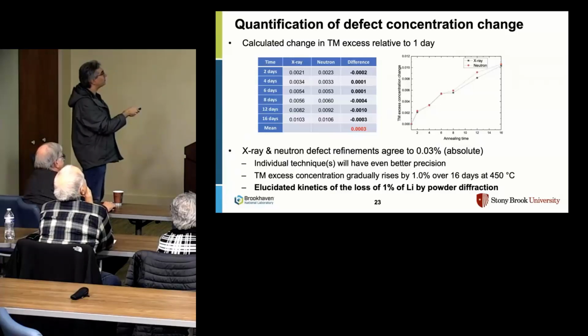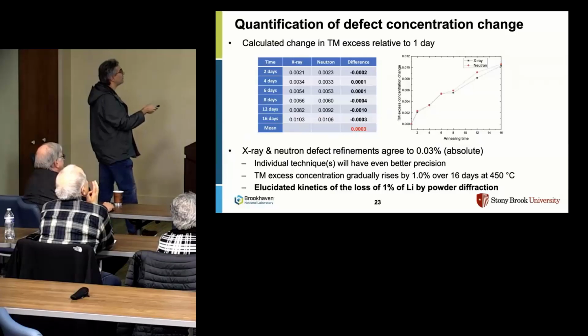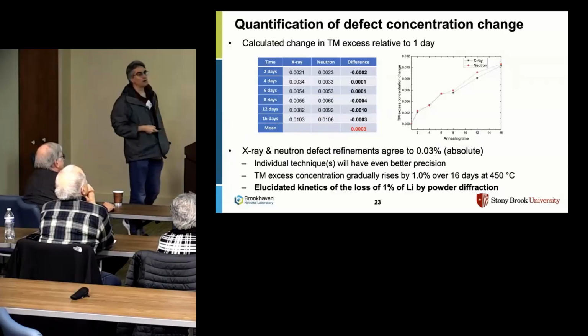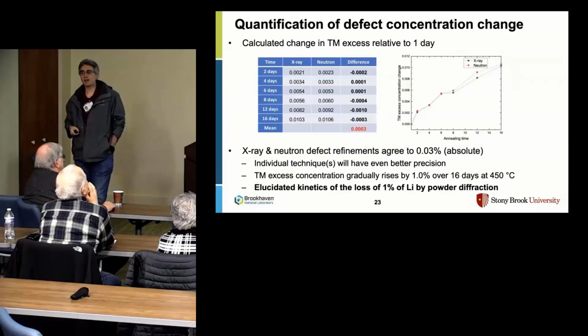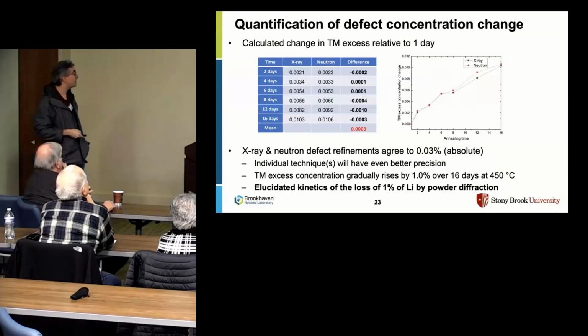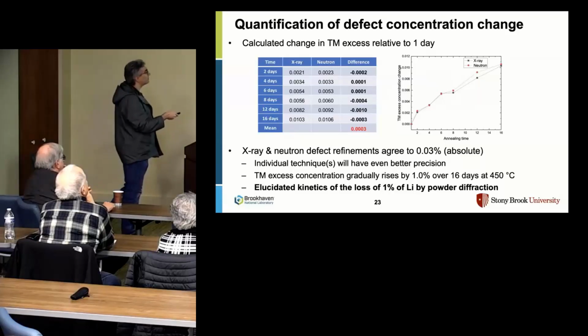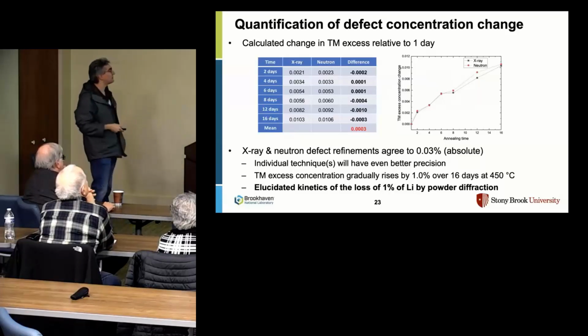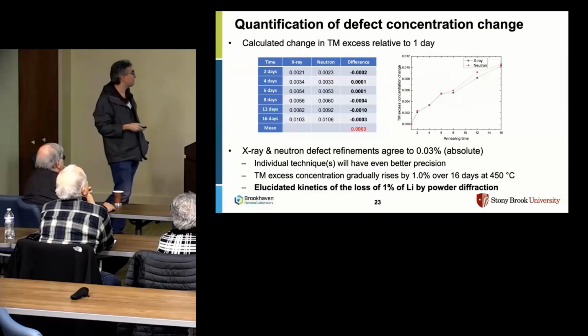But what we can see is the change in defects relative to 1 day of annealing. X-ray 0.0021 is the defect concentration, neutron 0.0023. After 4 days, 0.0034, 0.0033. We're agreeing to within 1 in the fourth decimal for our site occupancies, which is spectacular. We haven't seen anything like this. If you do, please let us know. Mean difference is about 3 parts in 10,000, but that's the sum of the X-ray and the neutron. So if you just did one, your sensitivity is probably better.